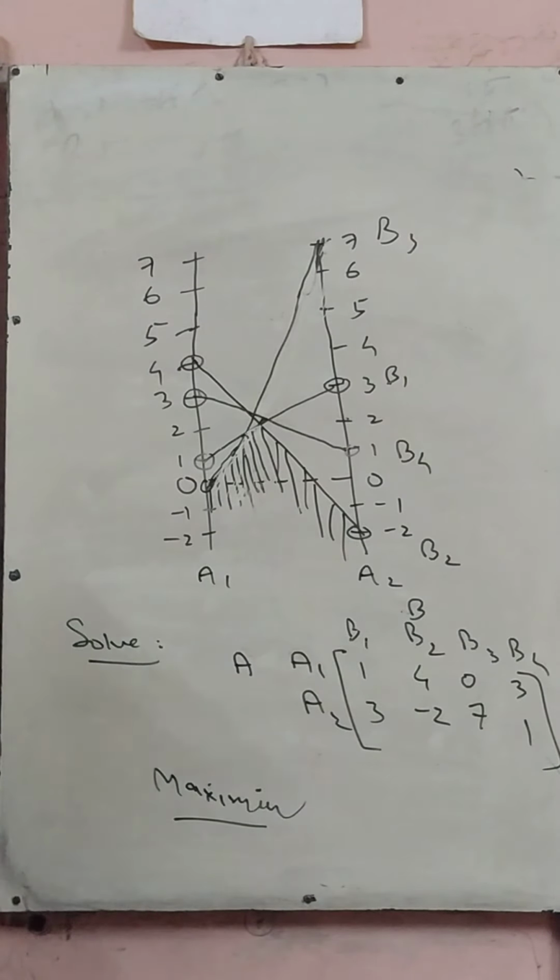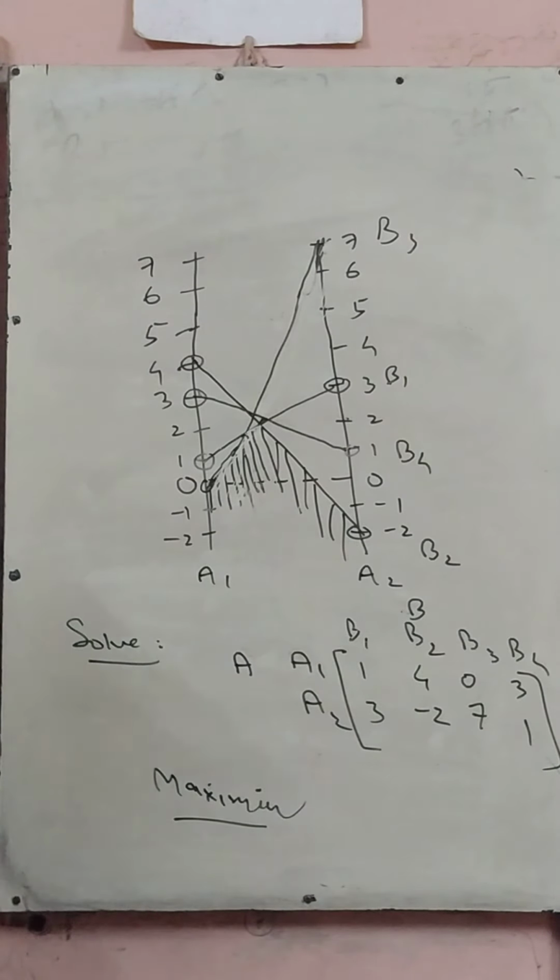Now what is the problem? Solve the game using graphical method. Suppose they have said solve using graphical method. There is no scope to apply other things. They have just mentioned it. Using the graphical method, you solve the game.